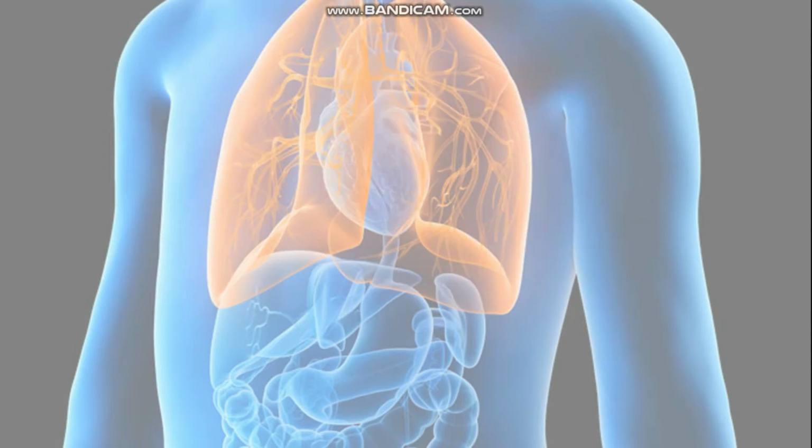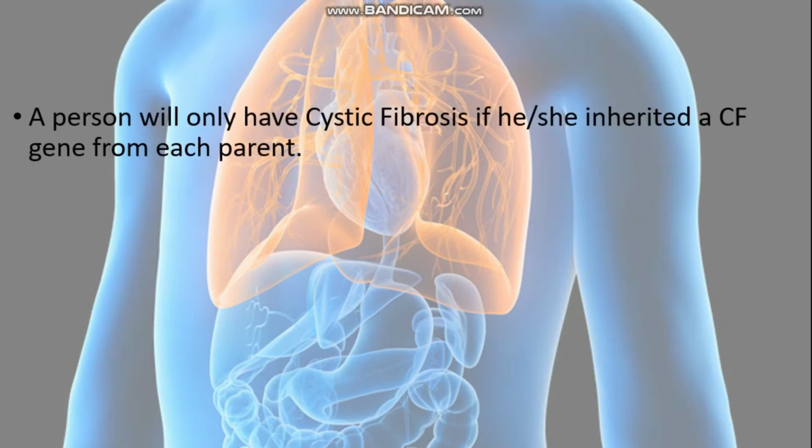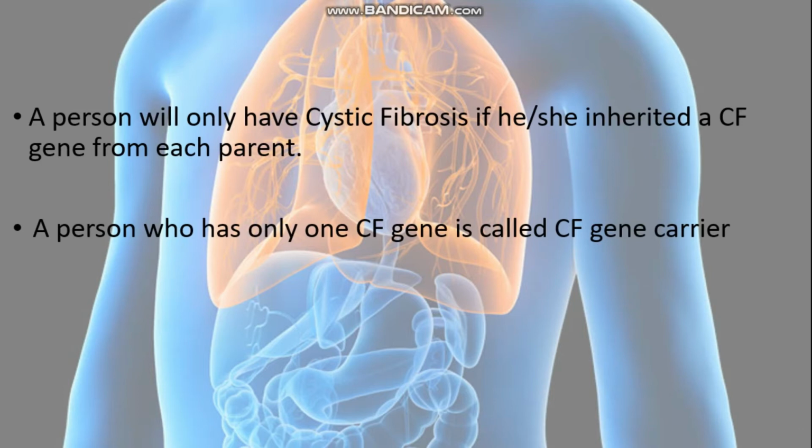As mentioned earlier, cystic fibrosis is a genetic disease. This means that it is inherited. A child will be born with cystic fibrosis only if they inherited one cystic fibrosis gene from each parent. But a person who has only one cystic fibrosis gene is called a cystic fibrosis carrier. For better understanding, here's an example.